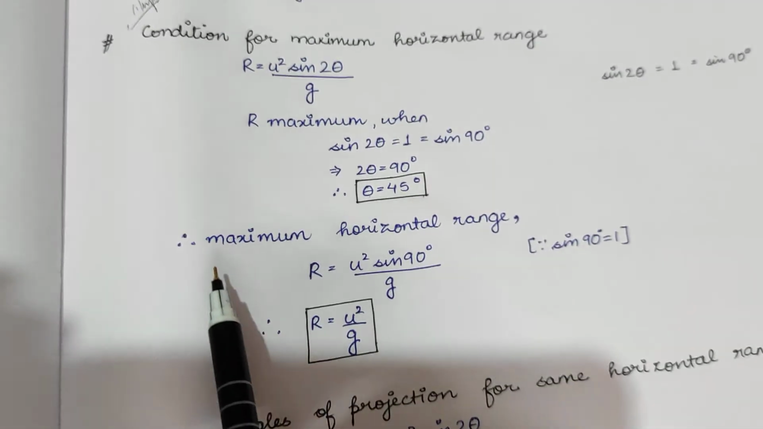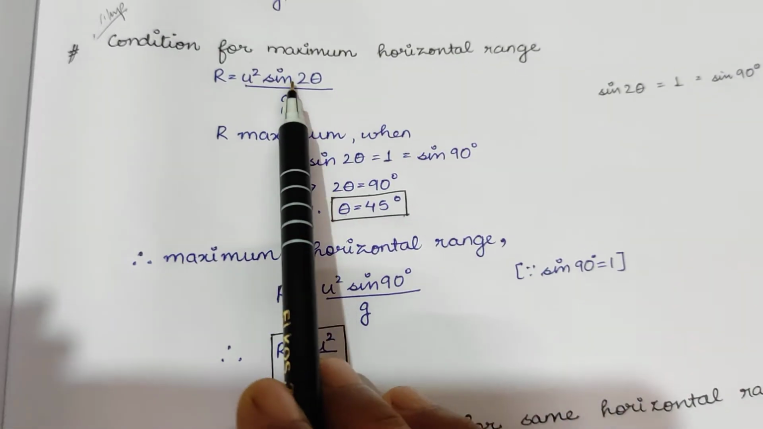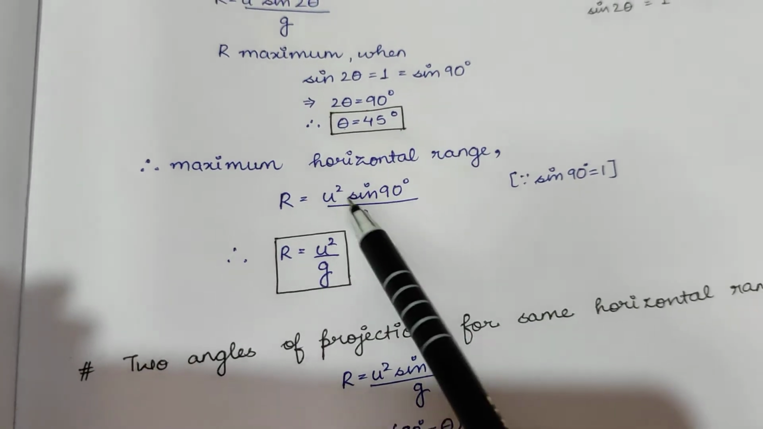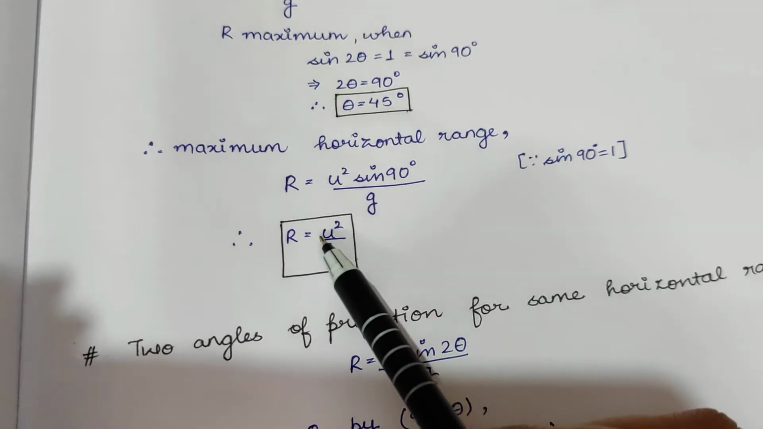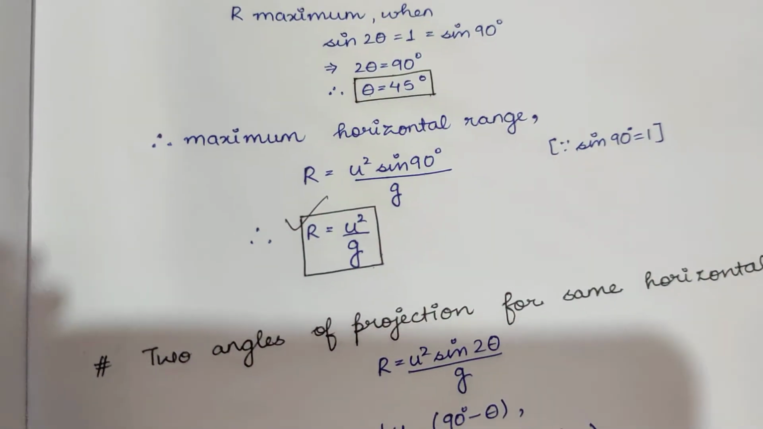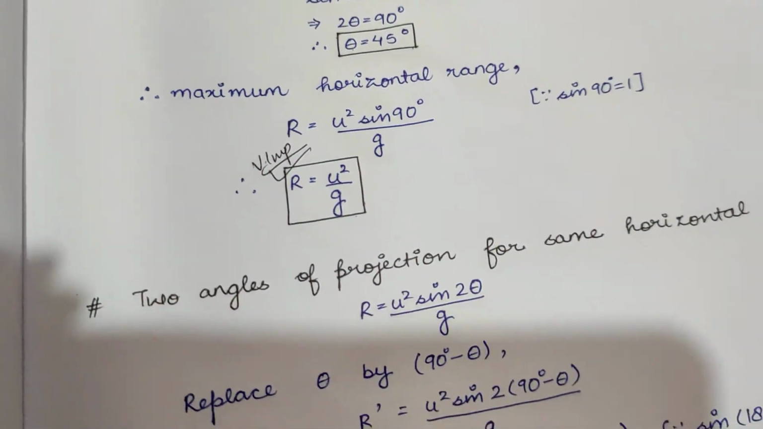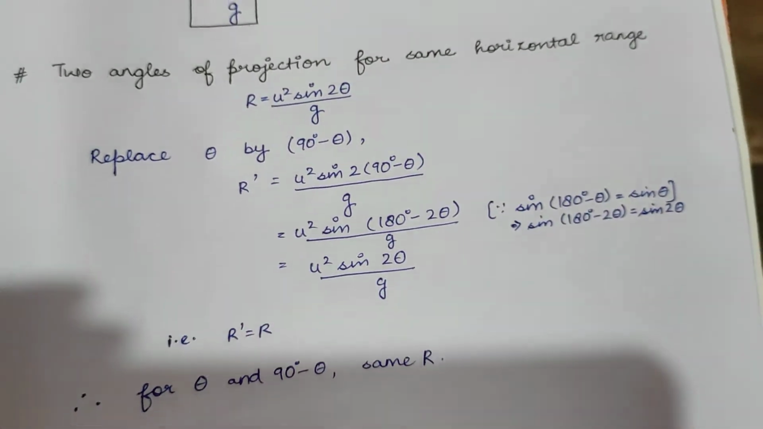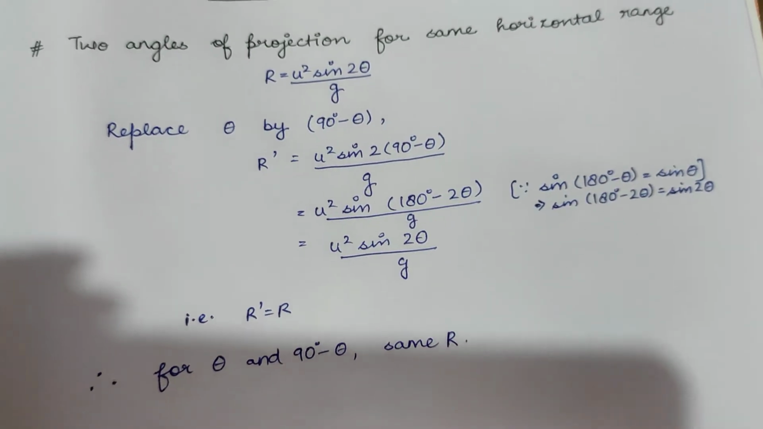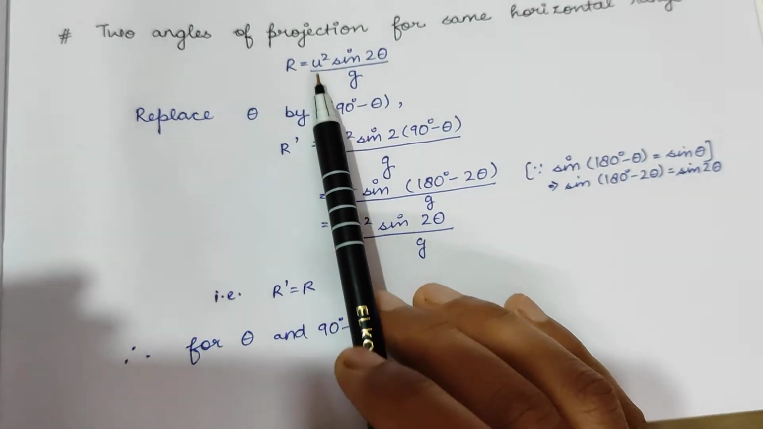Fine. And how can you find the maximum horizontal range? By putting this value in the range expression, we will get u square sin 90 degree by g, and we know sin 90 degree is equal to 1. So we are left with r is equal to u square by g. This is the maximum horizontal range, which is very important. Okay. Now we have next two angles of projection for same horizontal range. For the same horizontal range, there could be two angles of projection. That is what we are going to see here.